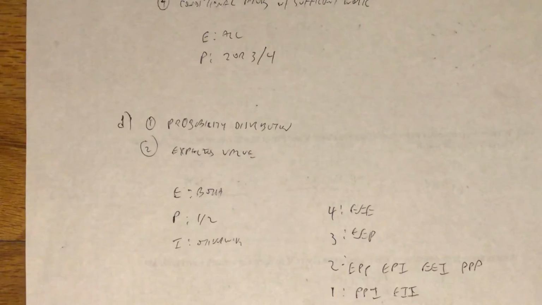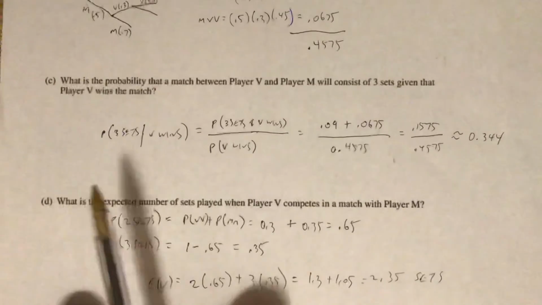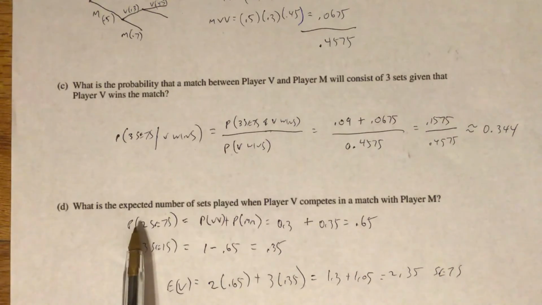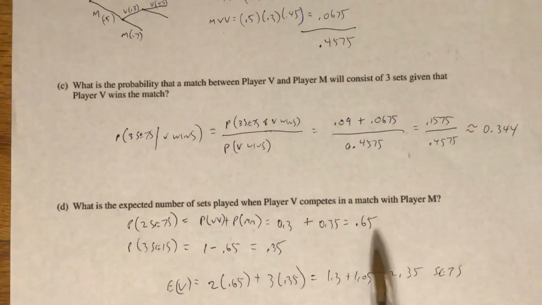Lastly, D, the probability distribution and the expected value are the points. So what do I mean by that? The probability distribution is this. They want to know what's the expected number of sets. Well, there's 2 scenarios, 2 sets and 3 sets. 2 sets happen 65% of the time, 3 sets happens 35% of the time.